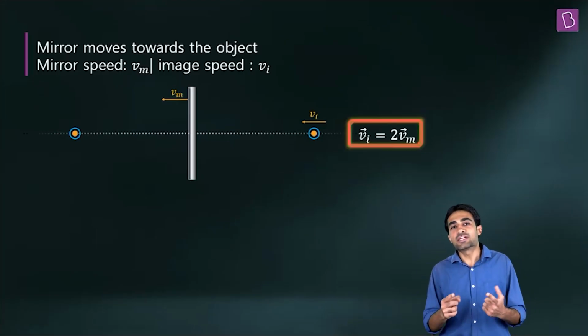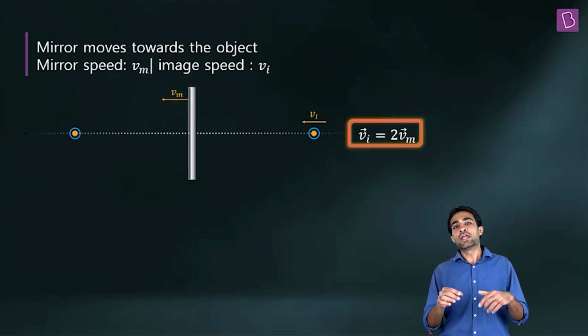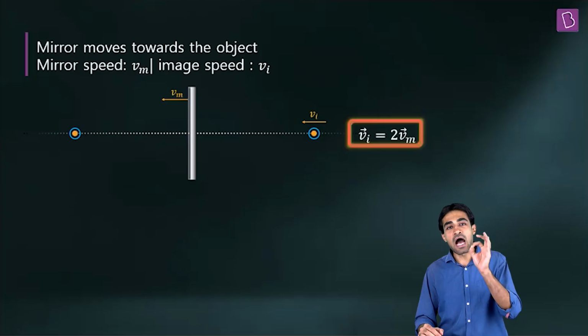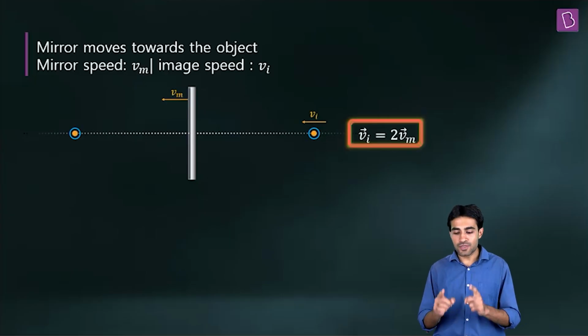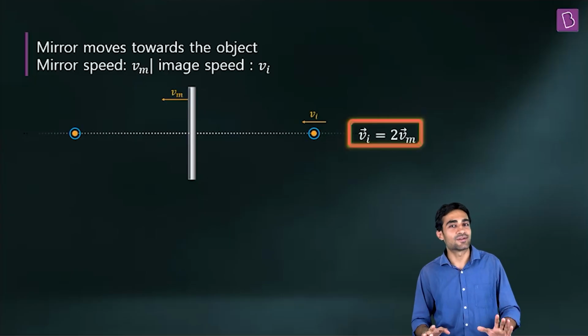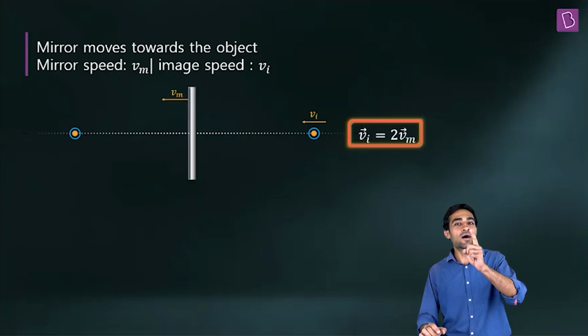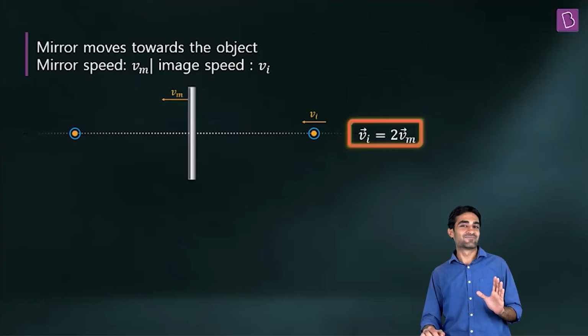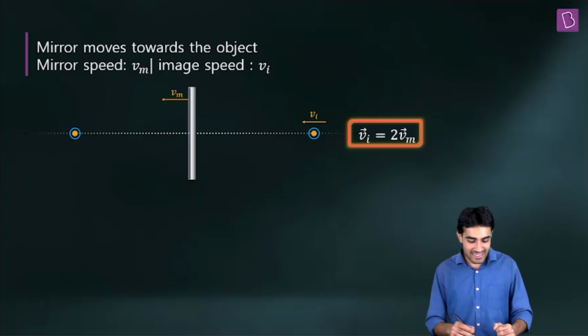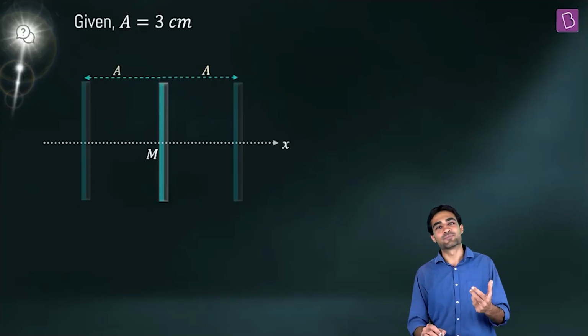Velocity of the image in this case comes out to be twice the velocity of the mirror. The velocities are in same direction, but the magnitude of velocities are different. Velocity of the image is twice the velocity of the mirror. Okay? Okay. Now with this in mind, let's go and solve our question.